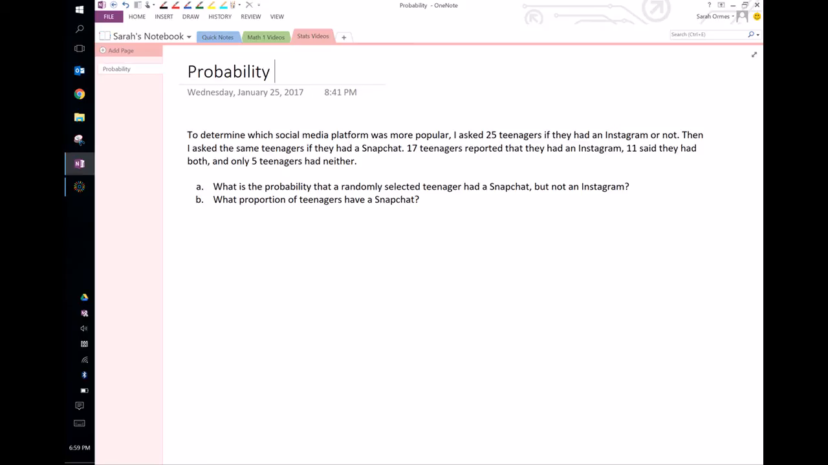Okay, so we have 2 questions, but the very first thing we always need to do is somehow organize this data. So when I read this, we're talking about 2 variables, an Instagram and a Snapchat. So that to me immediately says two-way table. You can also do this making a Venn diagram, and I can do that in the next video. But for my two-way table, I'm going to put Instagram right here.